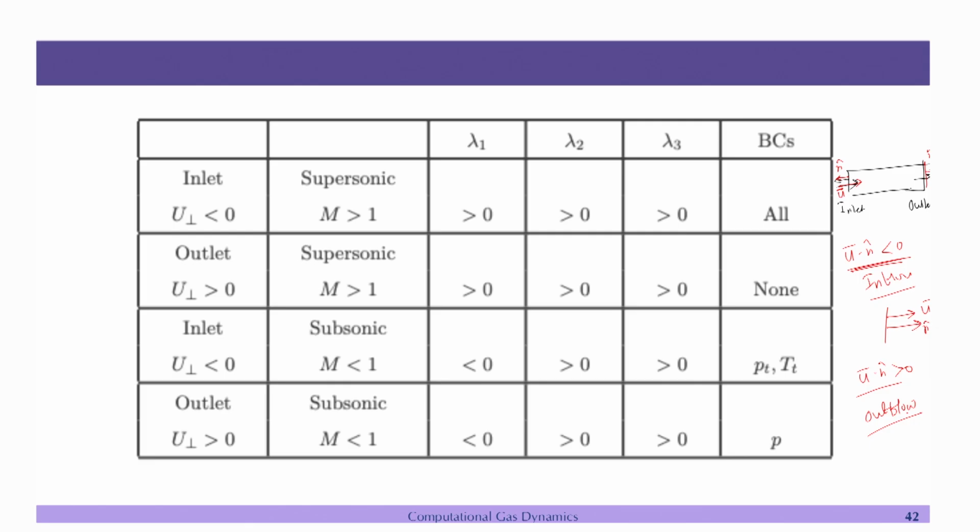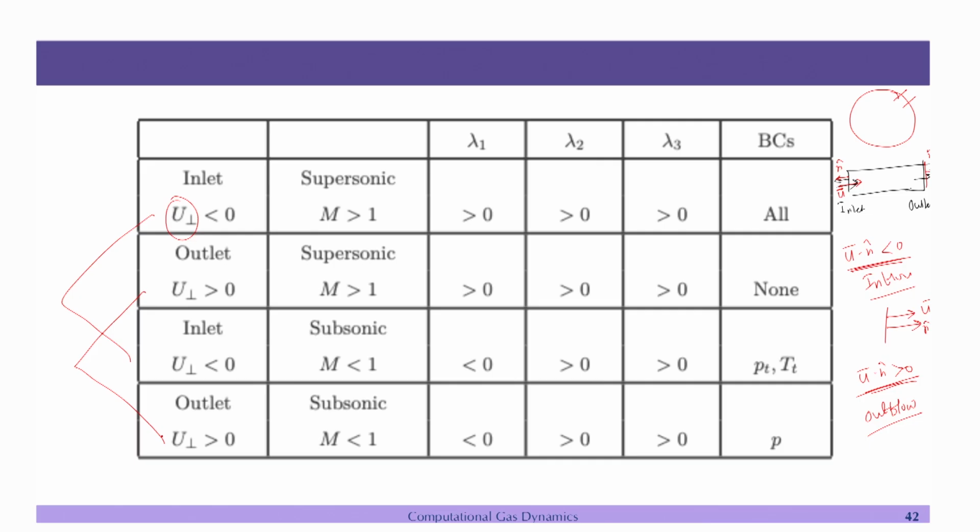If it is an internal flow, it is very easy to say that the flow is coming in from here and going out from here. But if you have a domain like this and want to find out whether the flow is locally coming in or going out, then you have to use u dot n, which we call u perpendicular. If u perpendicular is less than 0, then it is inlet or inflow. If it is greater than 0, then it is outlet or outflow.